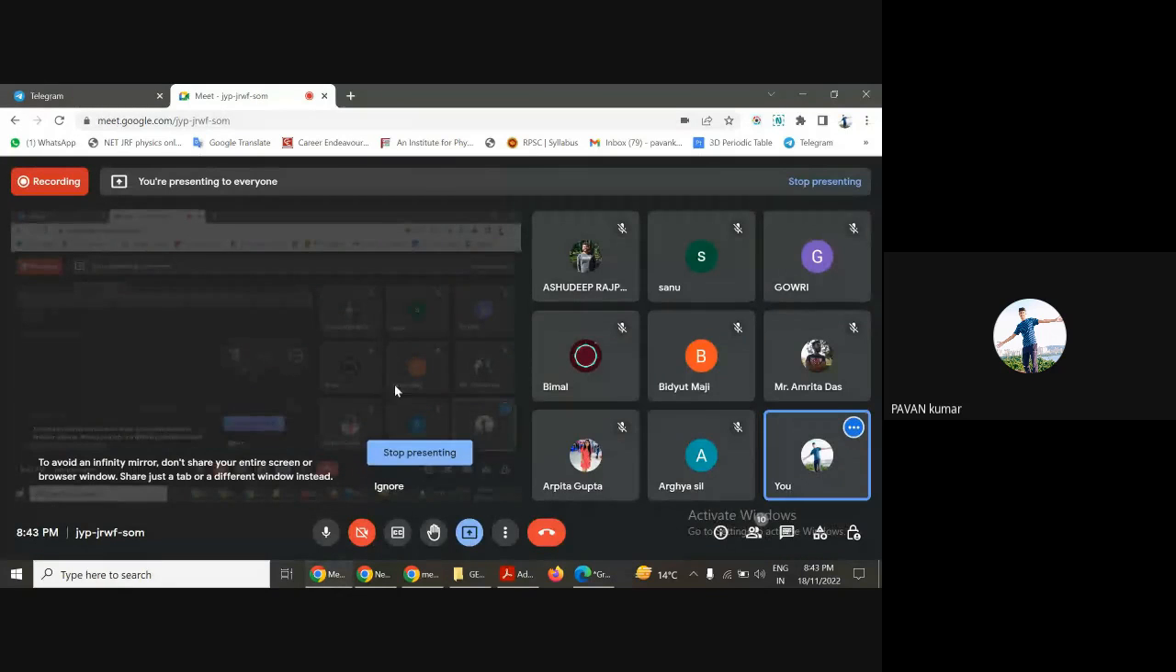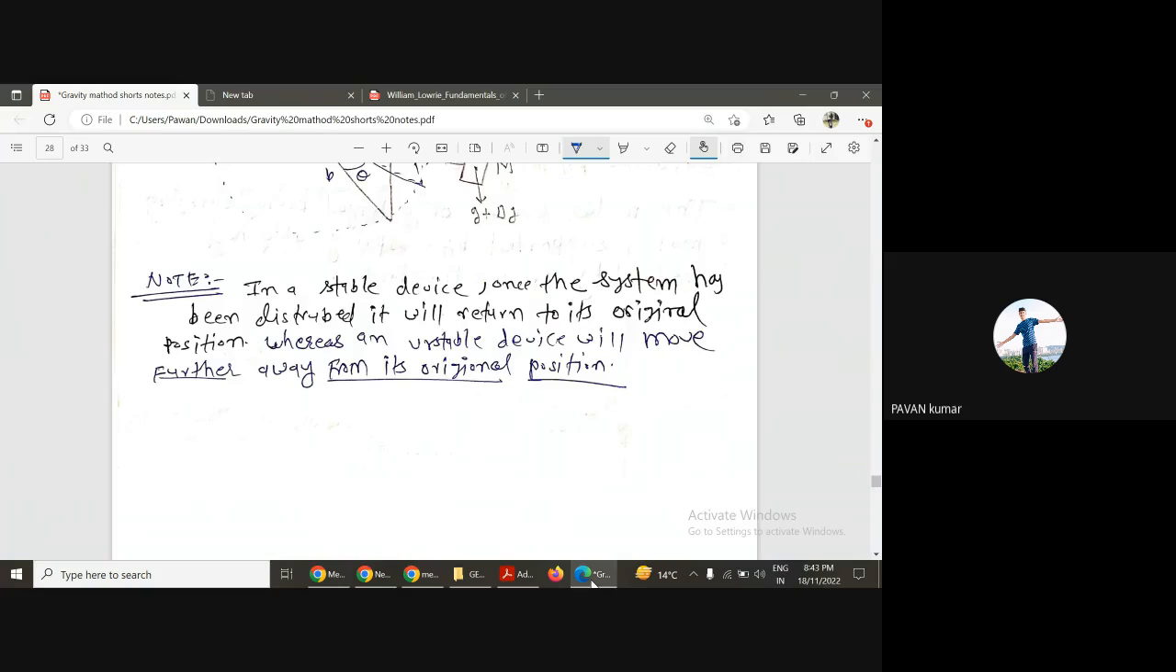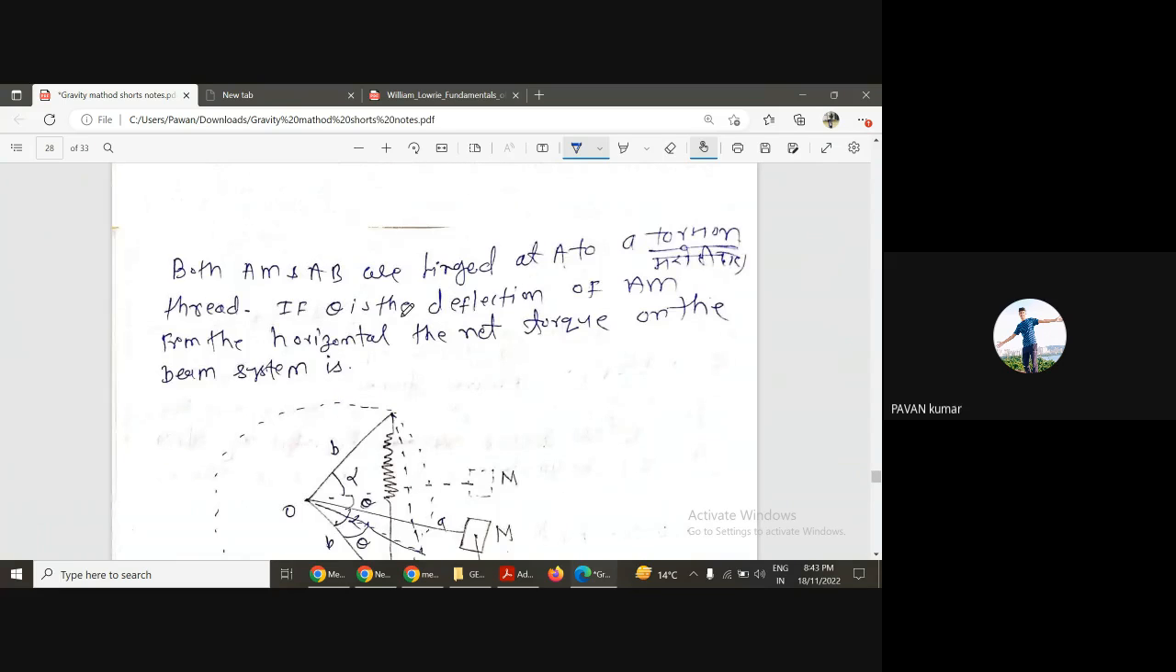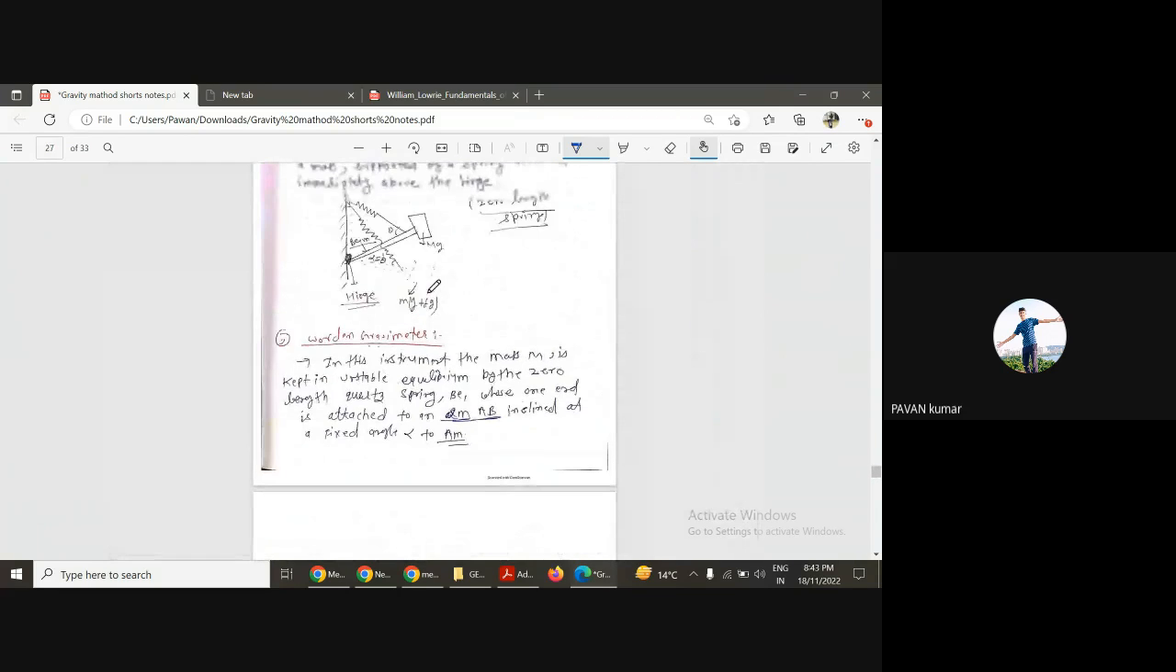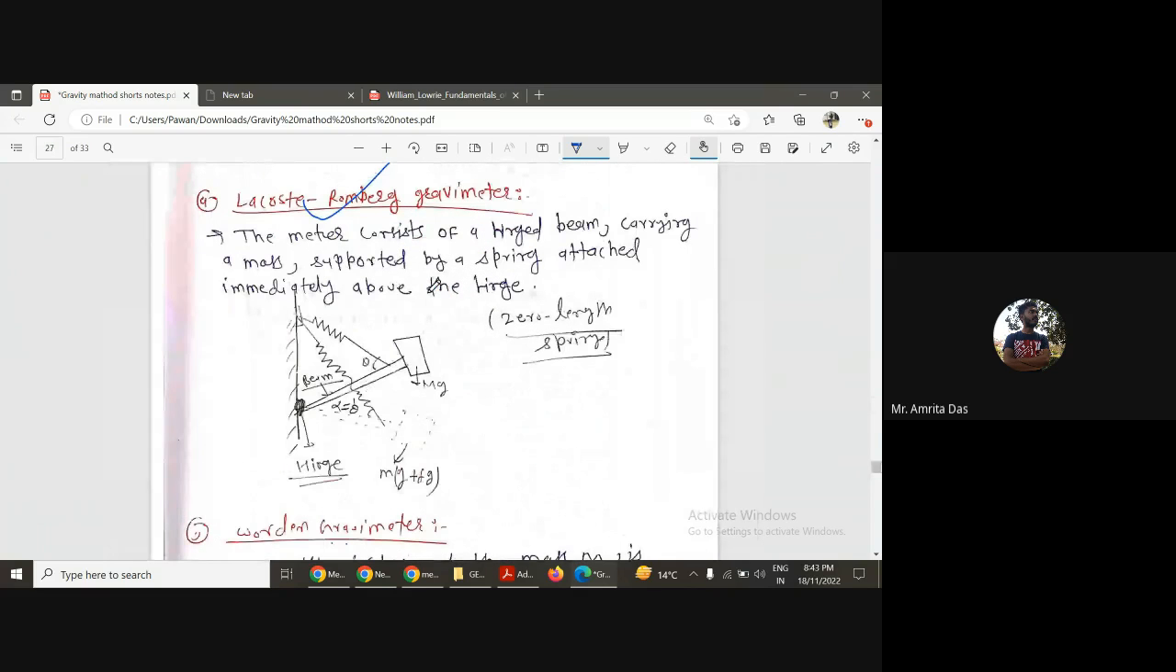Anyone? Pawan, which gravimeter is more sensitive, Lacoste or Worden? In both Lacoste and Worden, Lacoste is more sensitive. Acha, and you mentioned some advantages of using Worden. Can you repeat it? What are the advantages?